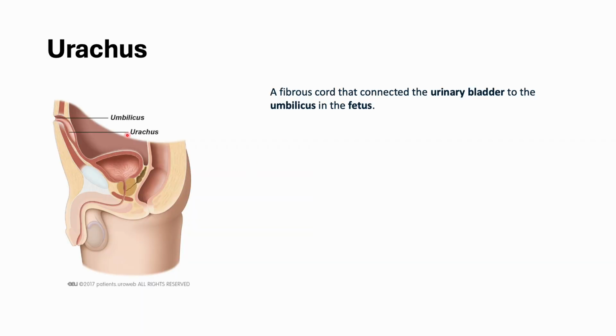Just because I'm a picture person, I wanted to include an image of the urachus. Again, the remnant would be the median umbilical ligament, and this is the urachus right here, and it's a fibrous cord that used to connect the bladder to the umbilicus in babies.